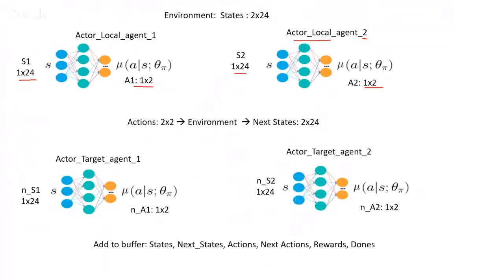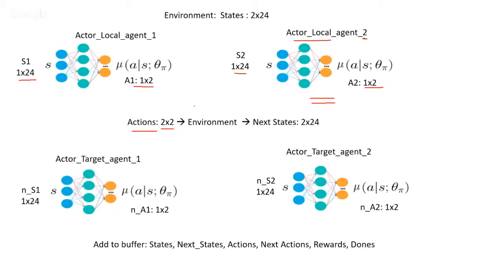Now I take this action and this action together, stack them on top of each other, and I get an action of shape 2 by 2. Remember that the order should be the same. If the top row was agent 1 and the bottom was agent 2, then when you put together the actions, A1 should be top and A2 should be bottom when you stack them. So the total action space is 2 by 2. I input it to the environment.